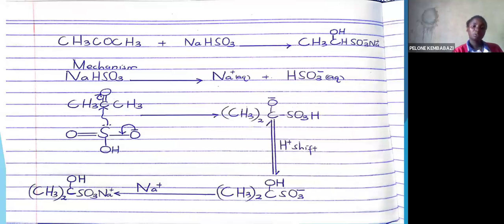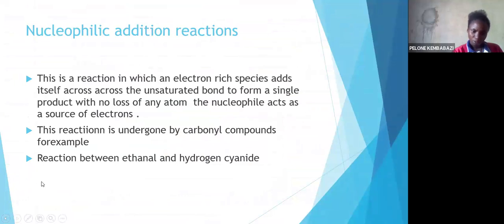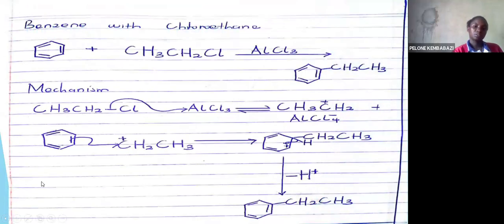Okay, someone is asking me to pardon. I've said if you are given a reaction, let me go back briefly. I want to use this one, which is having a condition. For example, this reaction here, which is benzene with chloroethane, and we see it cannot occur freely. So there is a condition in which this reaction occurs.